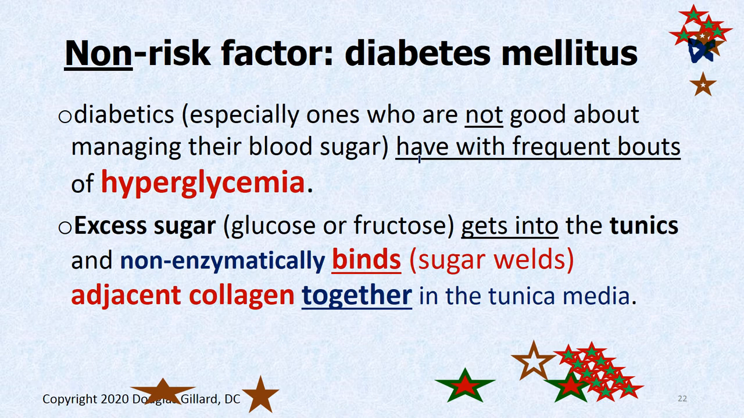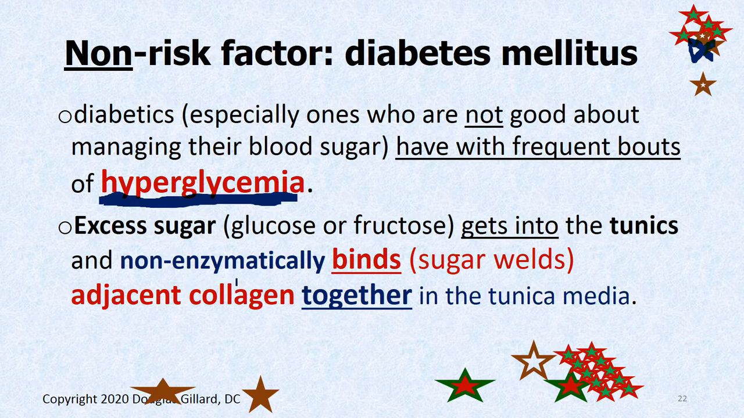Because diabetics have trouble controlling their sugar. Even the best controlled diabetics have way more bouts of hyperglycemia, too much sugar floating through the blood, than normal people do. So that excess of sugar can get in, kind of like LDLs we talked about, between the endothelial cells and get into the tunics. It can get into the tunica media specifically.